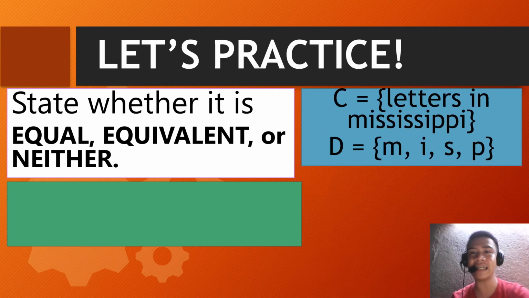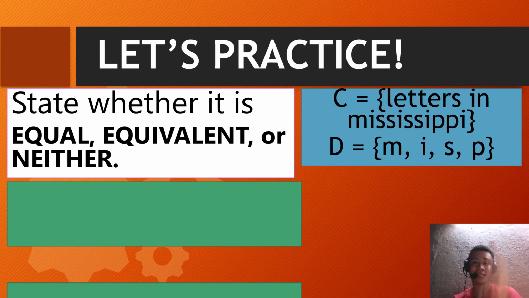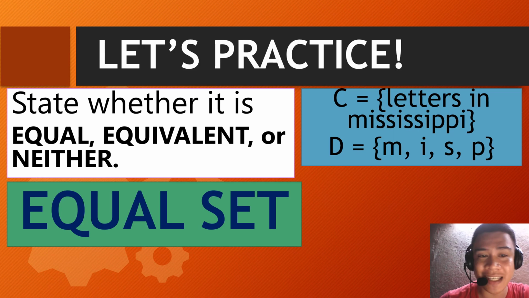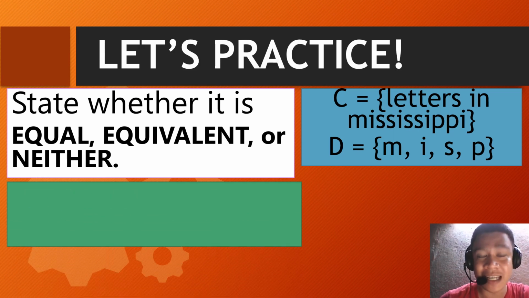Set C is letters in Mississippi. Set B is M, I, S, P. Is it equal, equivalent, or neither? Go. Okay, what is your answer? The answer is equal set lang po.